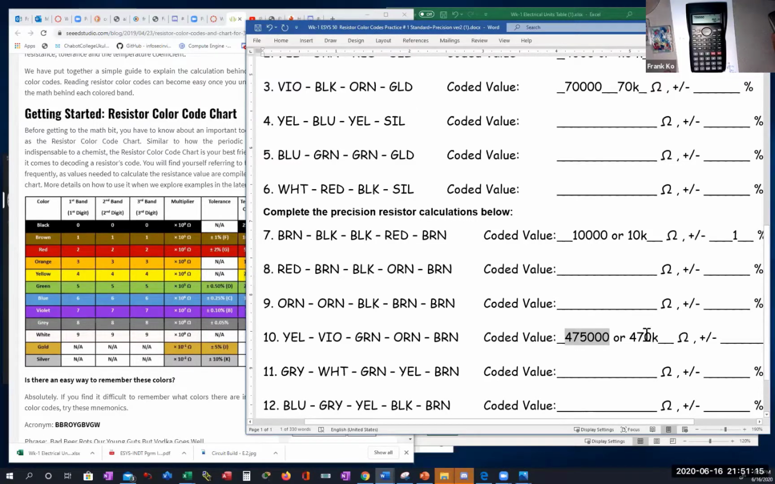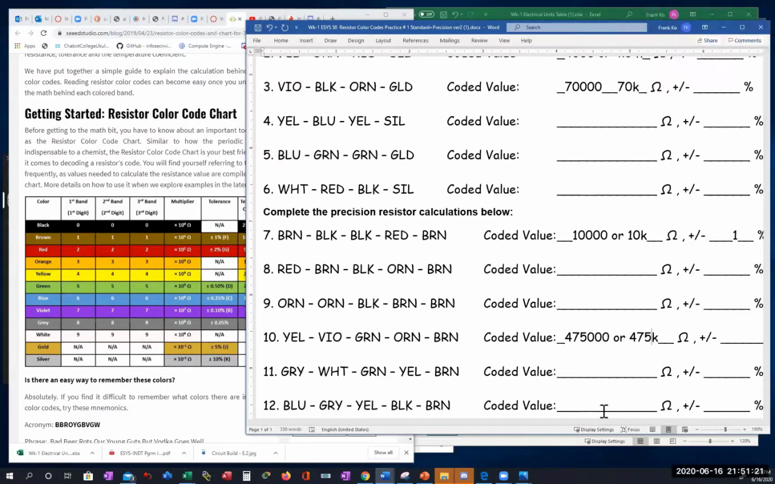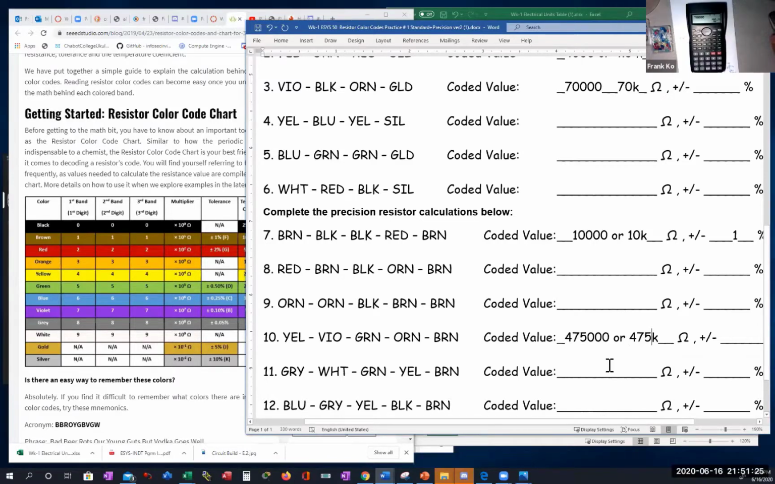475? Yes. There's my dyslexia creeping up on me. I say one thing, but I type another thing. Don't we need an extra zero? I'm sorry? Don't we need an extra zero because there's a brown at the end?